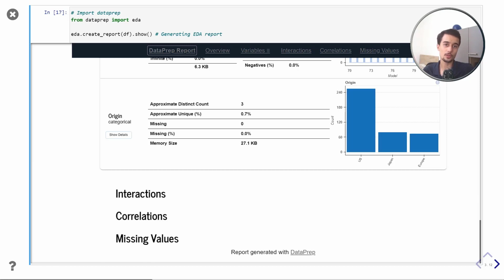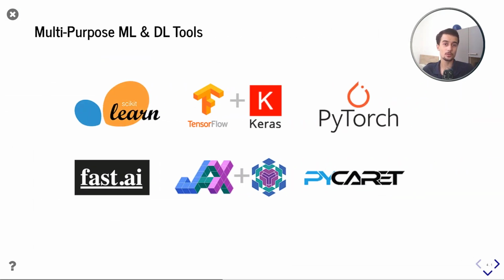So now let's move on to the next category, which is the multi-purpose machine learning and deep learning tools. In this category, we're going to see the tools that can be used for a wide range of tasks, ranging from supervised to unsupervised learning, for classification tasks or regression or clustering, etc. In this category, we also have 6 libraries. We have Scikit-Learn, TensorFlow and Keras, PyTorch, FastAI, JAX and Flax, and finally PyCaret.